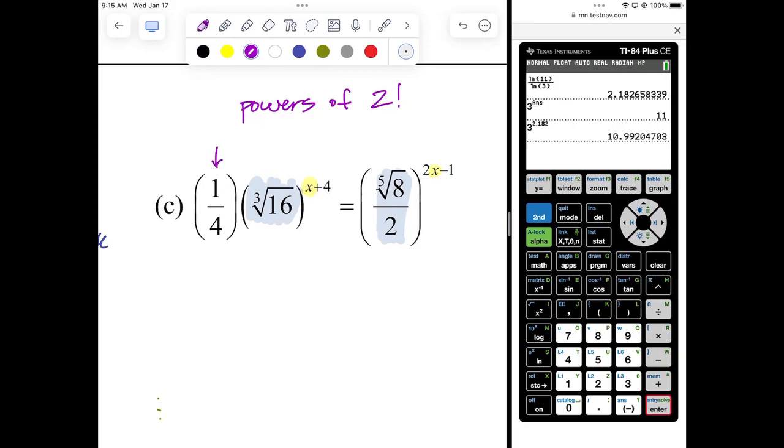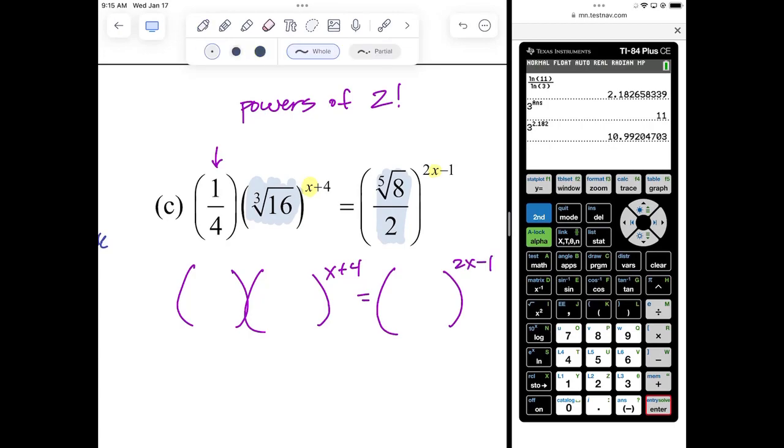Now, the 1/4, as it turns out, can also be written as a power of what? 2. Okay, so look, I'm going to have 1/4, the cube root of 16 to the x plus 4th, and then I'm going to have equals all of this to the 2x minus 1 power. All right, go gadget 2. Here we go. 1/4 is the same as 2 to what power? -2. Some of these are going to be easier than others.